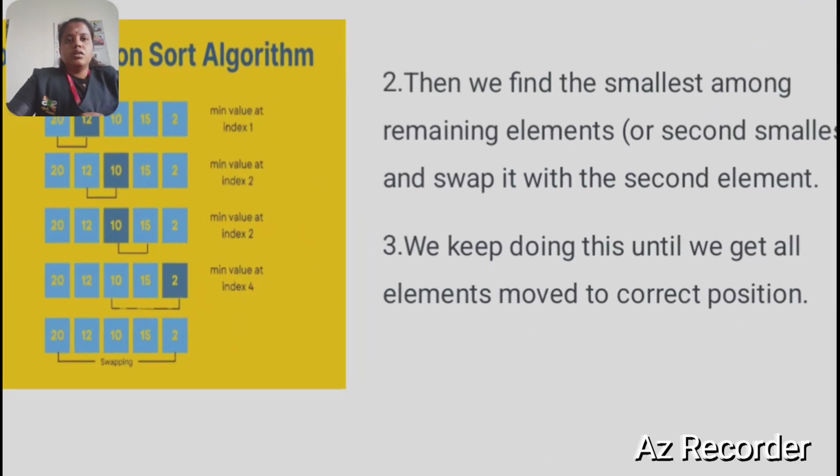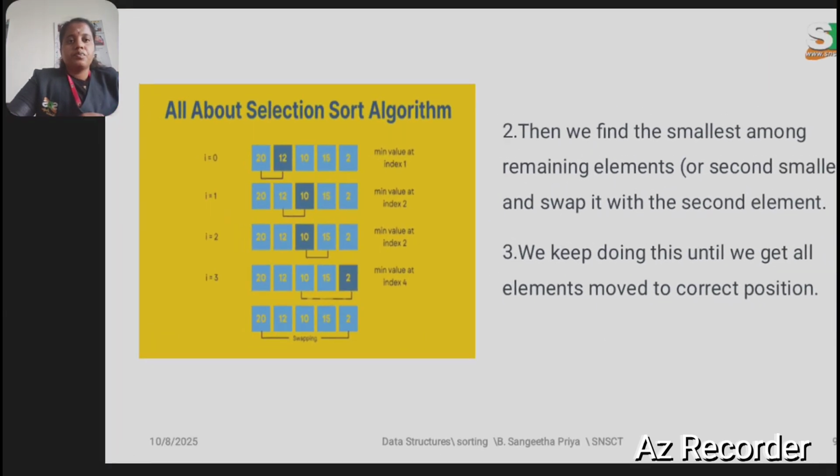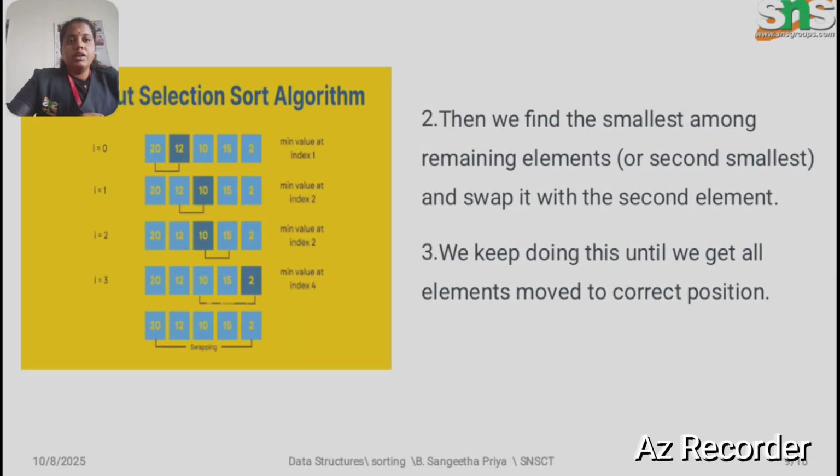If we look at the diagram, initially the array is at i equal to 0. We are not shifting anything, so we start from the 0th position. In the 0th position we have 20, and in the first position we have 12. So the minimum value is at index 1, and the swapping occurs. The 12 goes to the 0th position, and 20 comes to the first position.